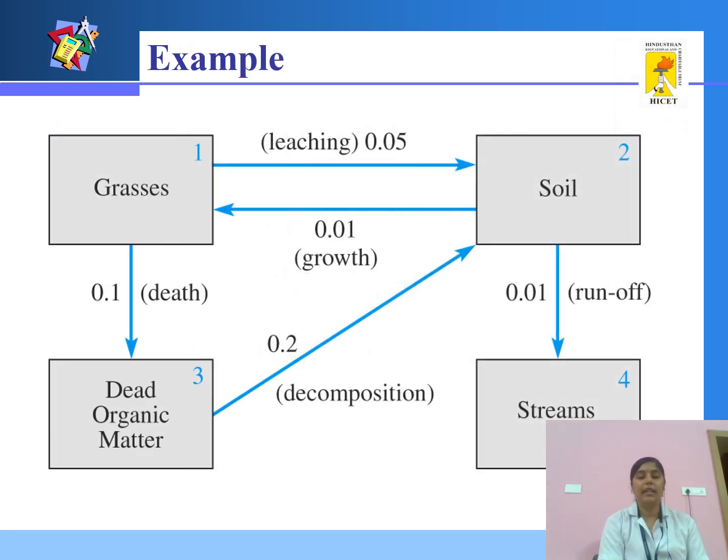Now we are looking at the representation of this diagram. Grasses leaching to soil, soil growth to grasses. Then grasses, its death to dead organic matter. Then dead organic matter decomposition to soil. Then soil runoff to streams.